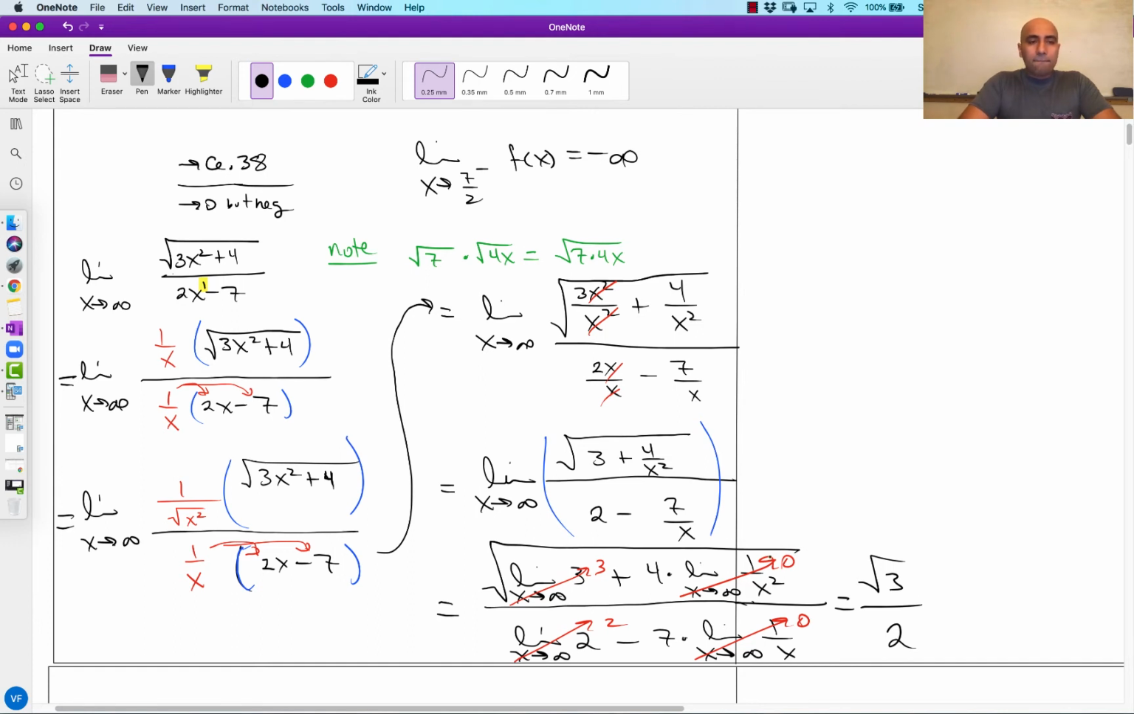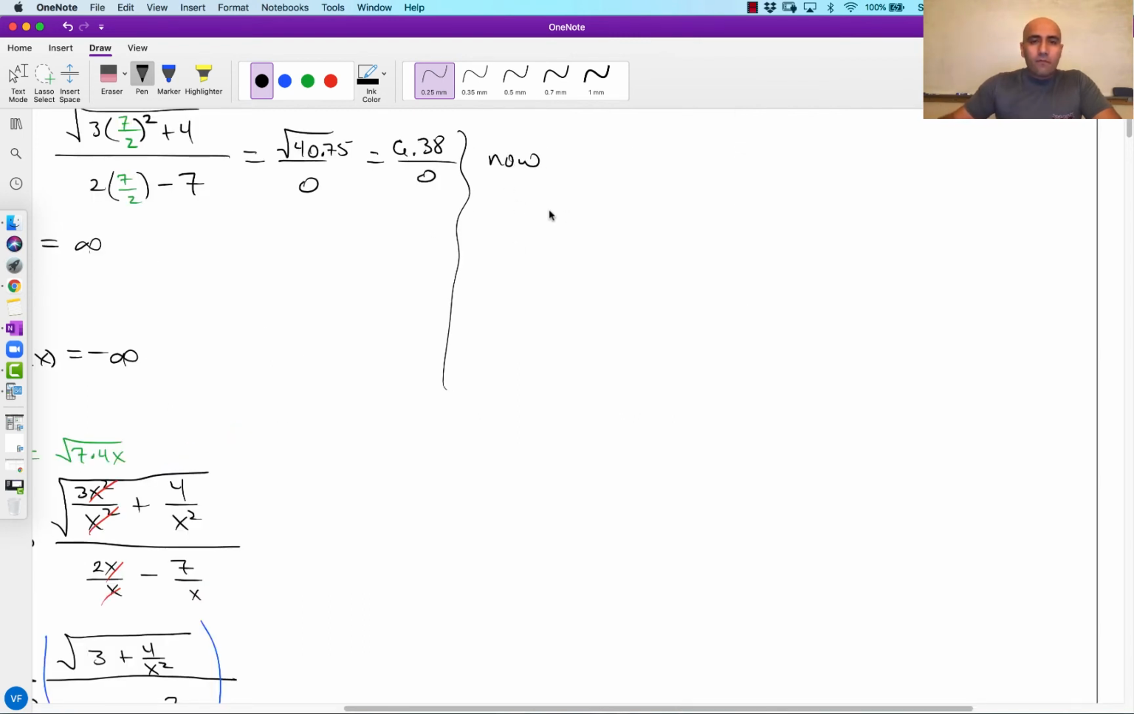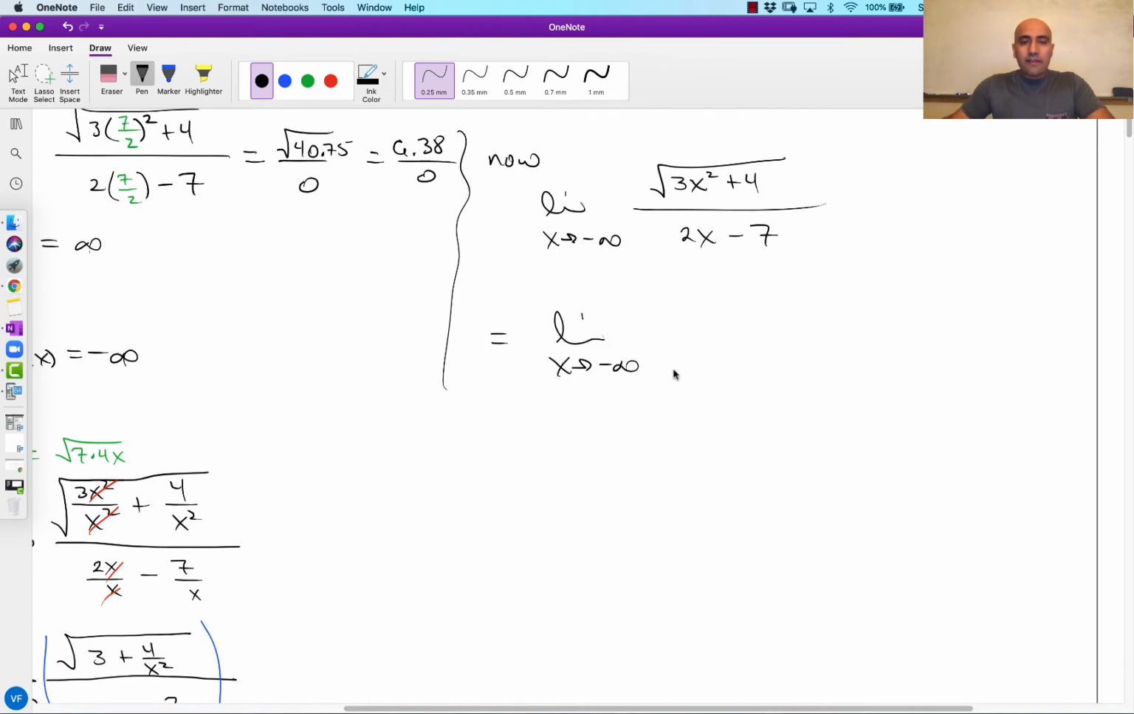What about the negative? What happens when x approaches negative infinity? Now, what about the limit as x approaches negative infinity of the square root of 3x squared plus 4 all over 2x minus 7? Okay, we're going to apply the same little algebraic trick. The limit as x approaches negative infinity is going to be equal to, I'm going to do 1 over x and then 1 over x, keeping note that in this case I'm letting x be negative numbers. It's heading toward negative infinity, so it's safe to say that x is a negative number.